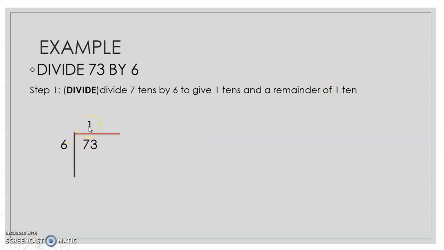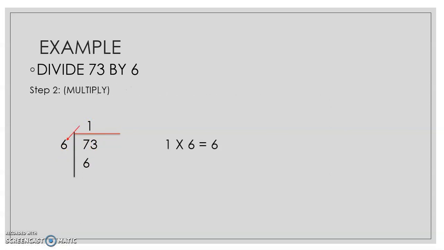That gives us 1. Next step is to multiply. 1 times 6 is 6. Remember, this is written under this 7, which is what we use to divide. The next step is to subtract. 7 minus 6 is 1. After subtracting, we bring down 3. So then we have 13.